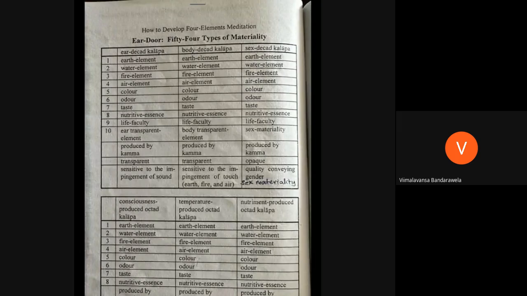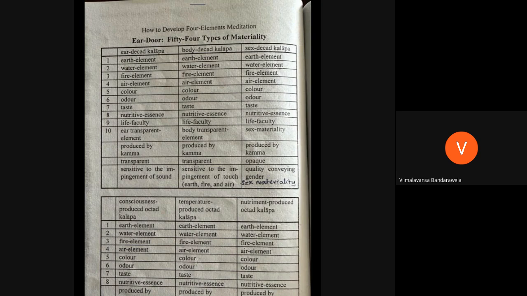And now another materiality we have, that is the Jivita Navaka Kalapa. Here you have Jivita Navaka. Here it is not mentioned, but I will explain. Jivita Navaka Kalapa means 9 types of materiality only you have. It is very easy to understand, because now you can see your chitta born materiality, or the consciousness produce octad kalapa, and the temperature produce octad kalapa, and the nutriment born materiality you can see very clearly. Even ear decad kalapa and the body decad kalapa and sex decad kalapa also you are very clear now. Now only one materiality you have as a ninth factor, as a life faculty.